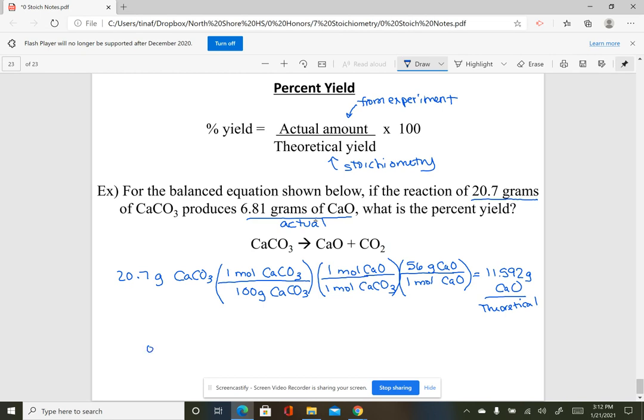So percent yield, I'm gonna take my actual over my theoretical times 100, and I get 58.8%. Okay, so I'm going to let you guys give one a try, and then we'll spend time practicing in class tomorrow.